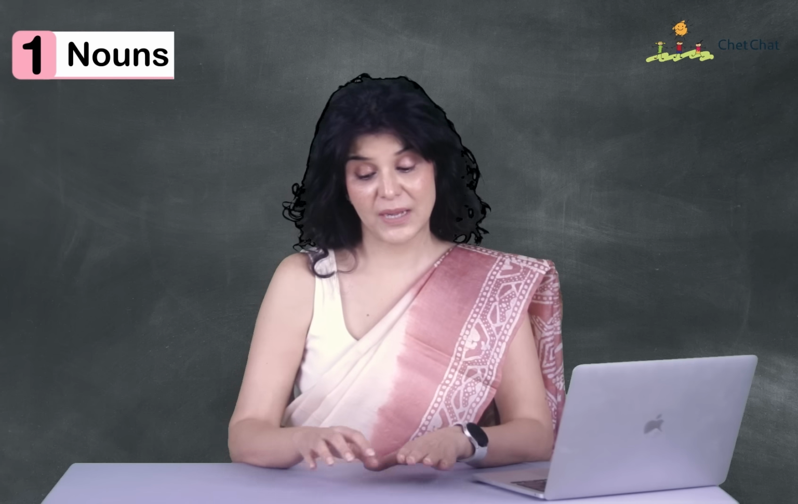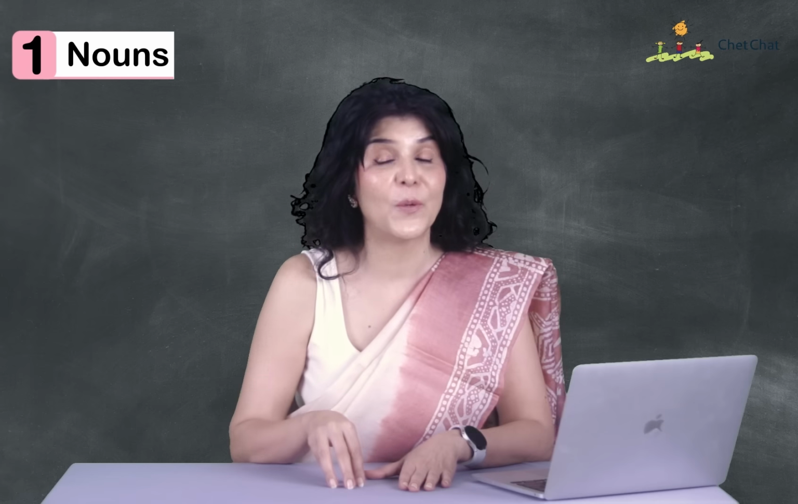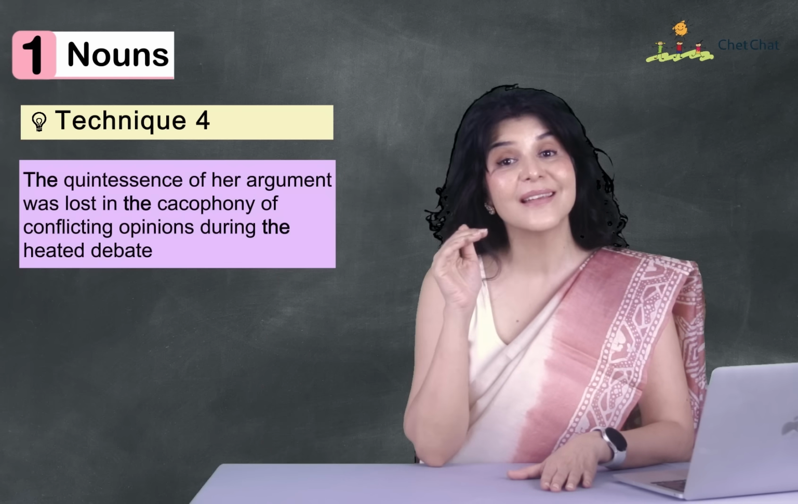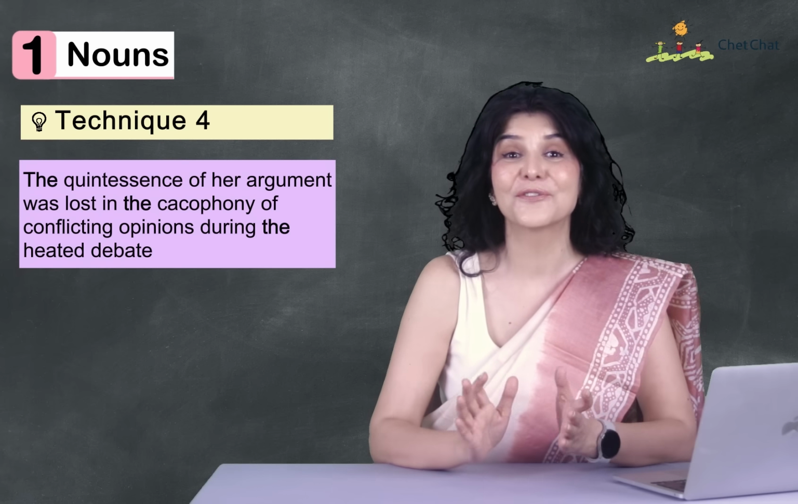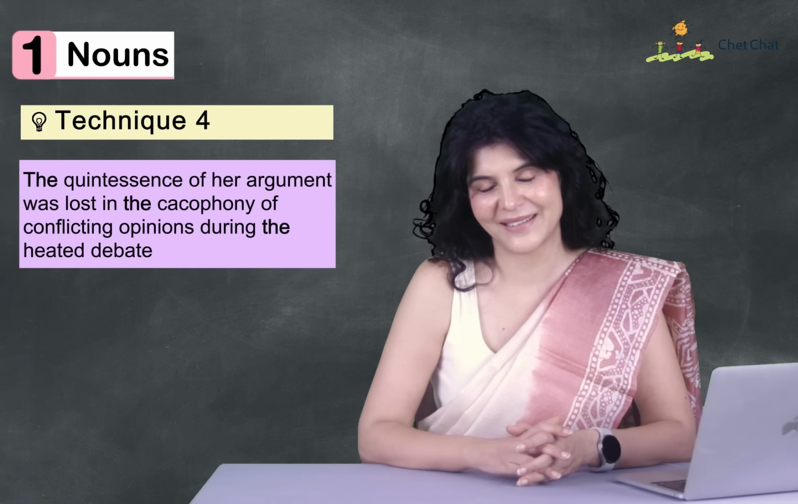Now this is a very important technique because sometimes we don't really know the meaning of certain words, but if you see an article before it, we know that it is likely to be a noun or a pronoun. Now let's say you might get a sentence like this. The quintessence of her argument was lost in the cacophony of conflicting opinions during the heated debate.